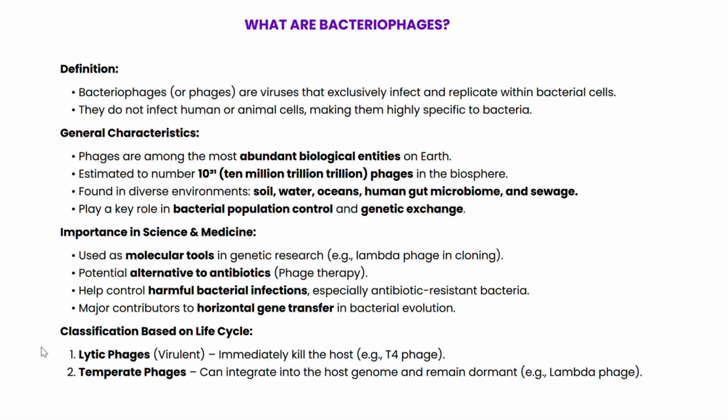To give you an idea of their abundance, there are an estimated 10 to the power 31 bacteriophages on the earth. That's more than the number of stars in the entire universe. You can find them everywhere: in soil, water, the human gut, or even in extreme environments like hydrothermal vents or Arctic ice. In the ocean alone, phages destroy nearly 40% of bacterial cells every day, playing a major role in maintaining the microbial balance of ecosystems.